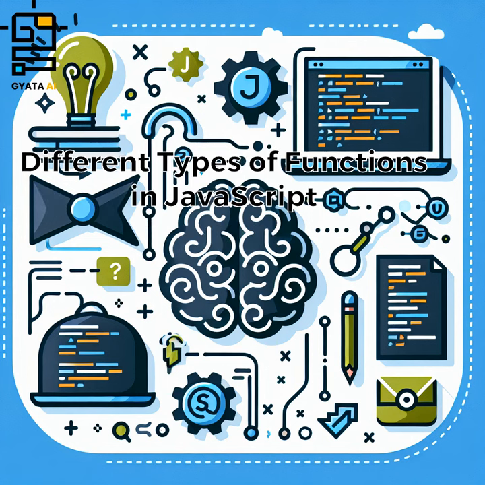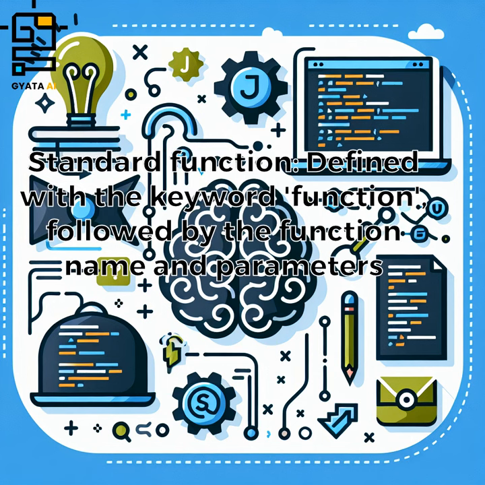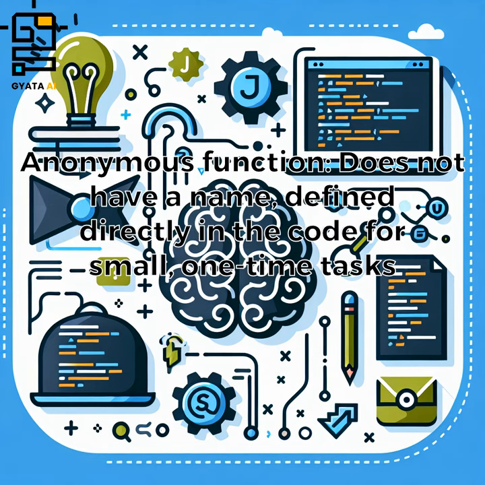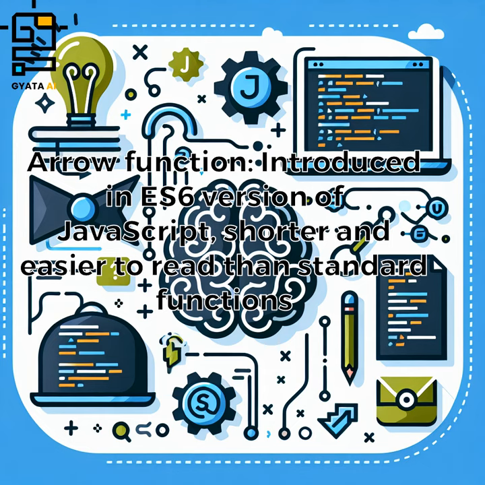Different types of functions in JavaScript. Standard function, defined with the keyword function, followed by the function name and parameters. Anonymous function does not have a name, defined directly in the code for small one-time tasks. Arrow function, introduced in the ES6 version of JavaScript, is shorter and easier to read than standard functions.